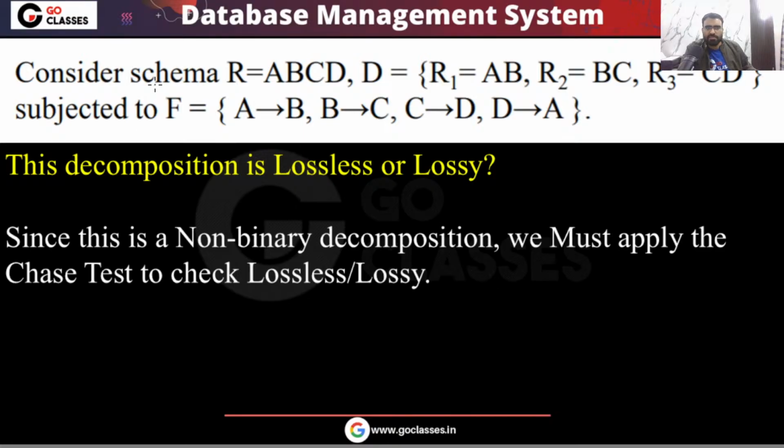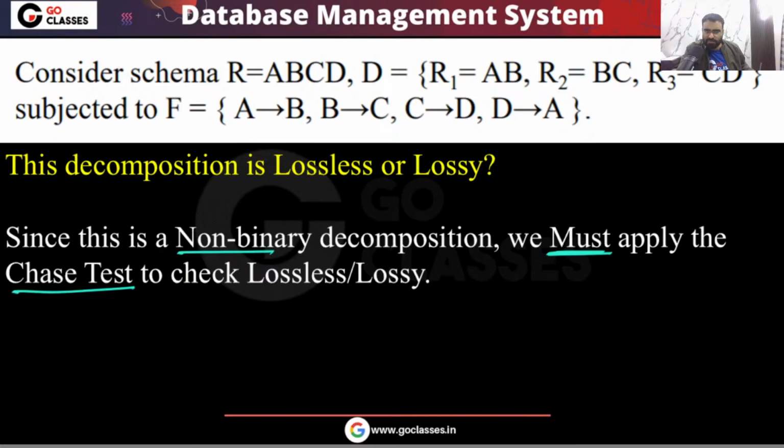Let's solve this question. Consider the relation R(A, B, C, D), and this is the decomposition, and these are the functional dependencies. Is this decomposition lossless or lossy? First of all, you can notice that this is a non-binary decomposition. We are decomposing relation R into 3 sub-relations R1, R2, R3. Because this is a non-binary decomposition, we must apply the chase test to check whether this decomposition is lossless or lossy. So let's apply the chase test now.